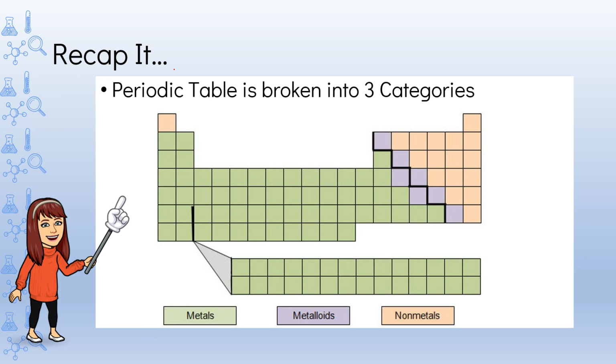So we're going to recap it here, my friends. Periodic tables, we're going to 3 fabulous categories. Over here, we have our metals, right? And we have our nonmetals on our other side. And then breaking us up down here at the staircase, you guessed it, is the metalloids.